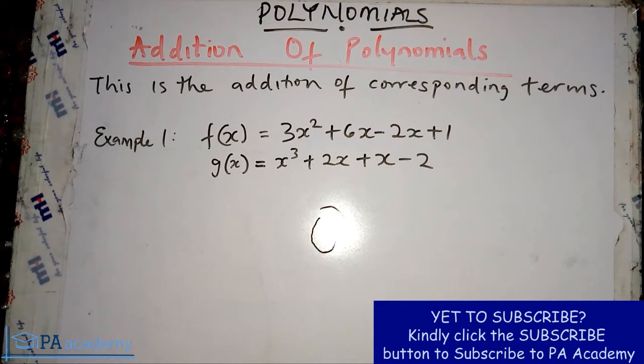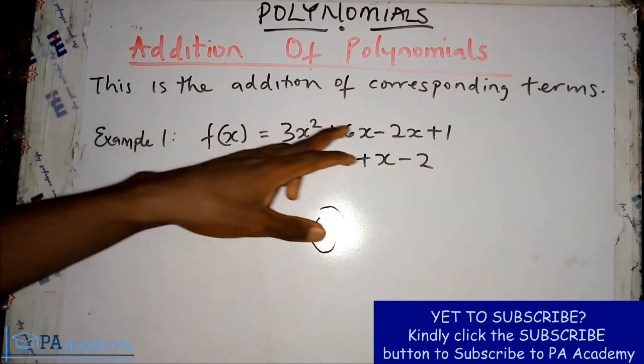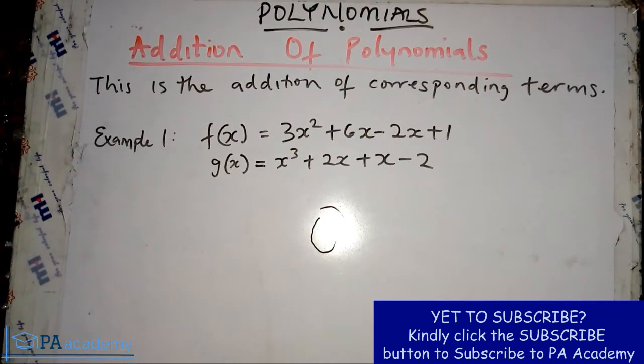Now in this part 2, we are looking at addition of polynomials. In adding polynomials, this is the addition of corresponding terms. That's what you just do when you're adding polynomials. You just add up the corresponding terms. Now let's look at this example 1.